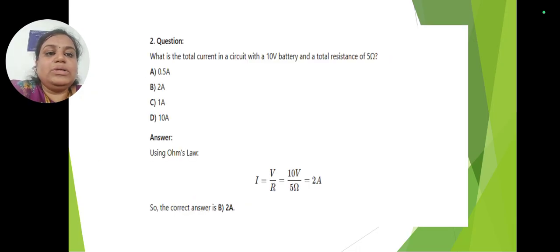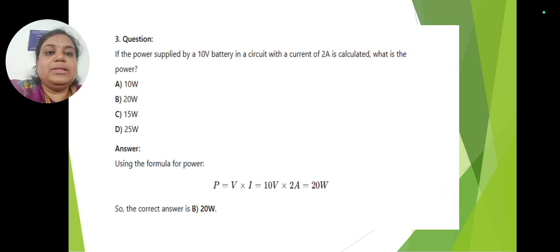And then, what is the total current in the circuit with a 10 volt battery and a total resistance of 5 ohm? Here we are using Ohm's law: I is equal to V by R. So 10 volt divided by 5 ohm is equal to 2 A. The total current is 2 A. Then, what is the power supplied by the 10 volt battery in the circuit with a current of 2 A? The power formula is P is equal to V into I, so 10 into 2 A is equal to 20 watts. So the correct answer is 20 watts.